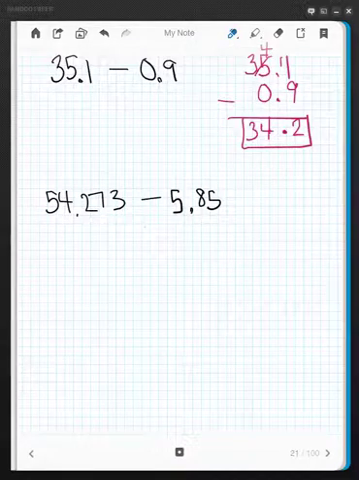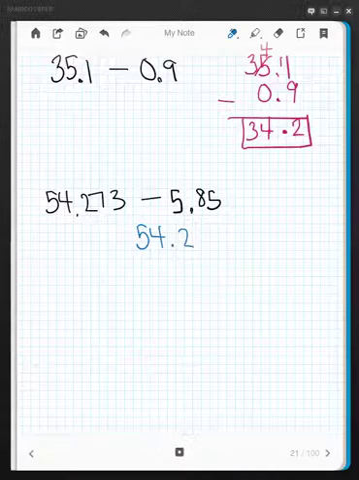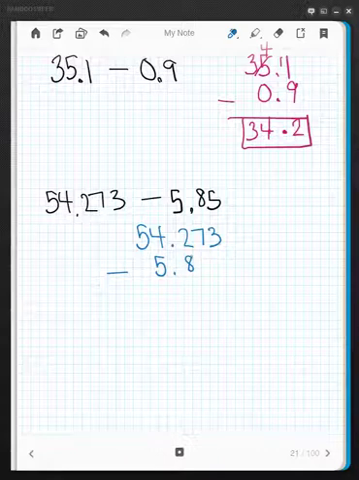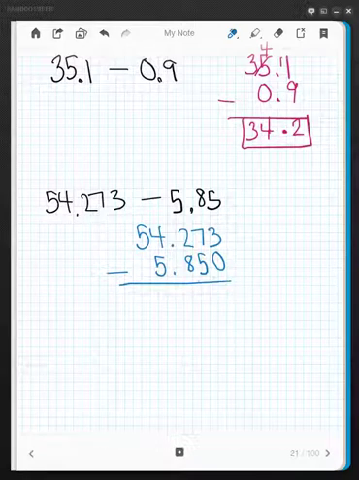Next one, minuend, 54.273, 54 and 273 thousandths, that's how that's read, minus 5.85. And if you want the 0, it's perfectly acceptable to put in a 0. In subtraction, it's much more highly recommended than it is in addition to use those additional zeros.